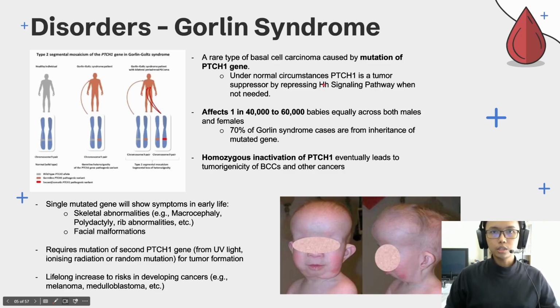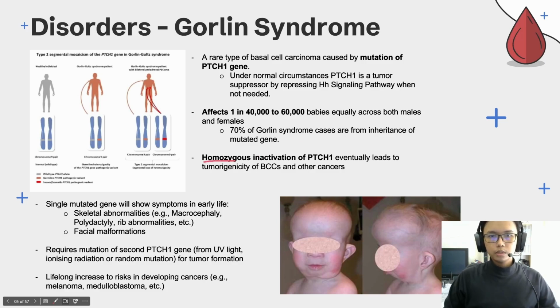When the Patch1 gene doesn't function, it allows the hedgehog signaling pathway to overwork and eventually cause the growth of tumors. It affects 1 in 40 to 60,000 babies equally across both males and females, and 70% of cases are from inheritance, with 30% being spontaneous mutations.